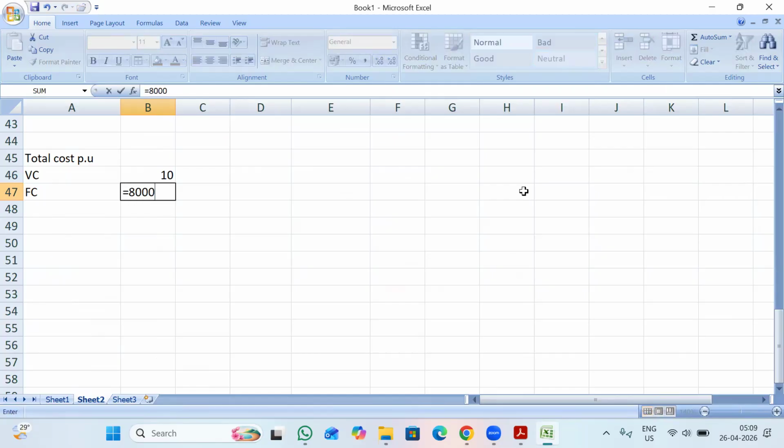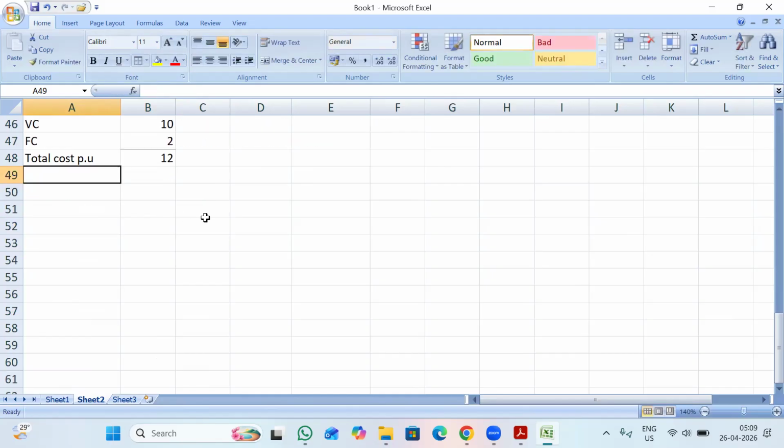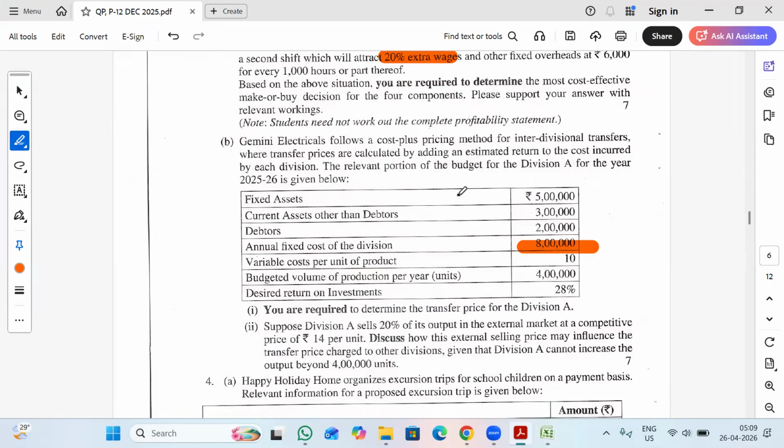So 8 lakhs divided by 4 lakhs. I am straight away converting into per unit. So I will be having a total cost of 12 rupees. So my total cost per unit is 12 rupees. Now they have told how this will be calculated: estimated return to the cost incurred.